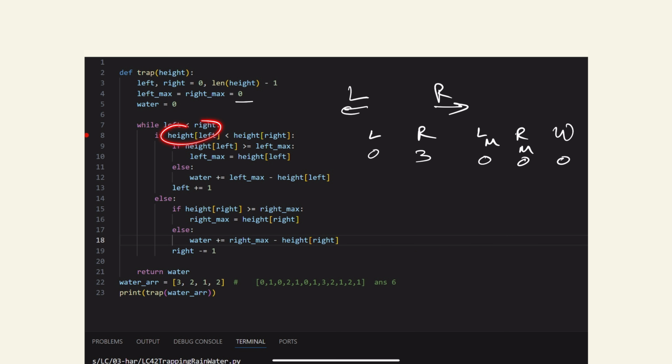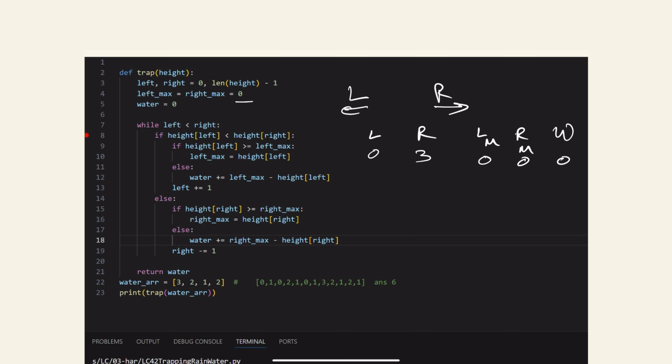I hope you got this one. If left is lesser, left moves; if right is lesser, right moves. Now in our case, right was lesser and I reached a new height, that's why I am replacing right max. It was changed to 2.